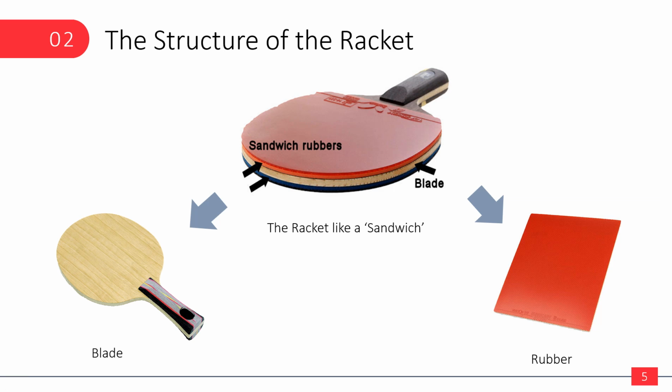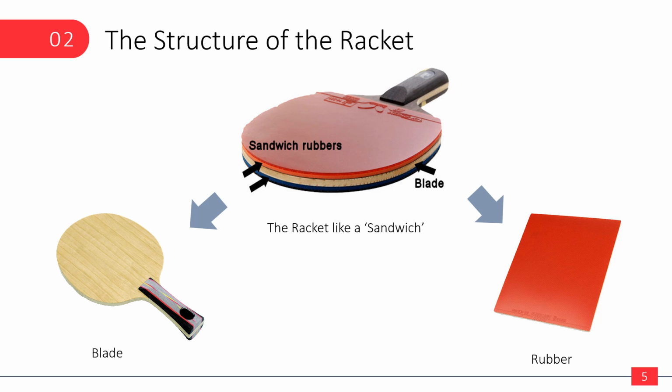As we can see in the figure, a table tennis racket is made up of two distinct parts. On the left is a wooden blade that incorporates a handle. On the right is a common type of rubber, the table tennis rubbers, which are affixed to each side of the blade using water-based glue and then trimmed to fit the blade. Here's a side view of a racket showing the wooden blade, with sandwich rubbers affixed to each side of the blade.